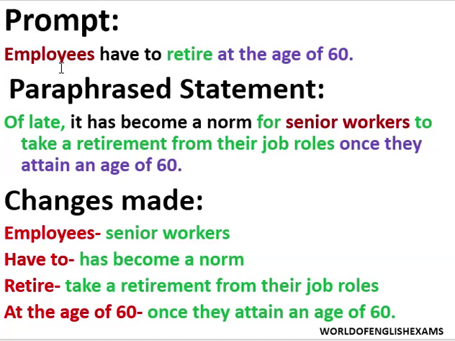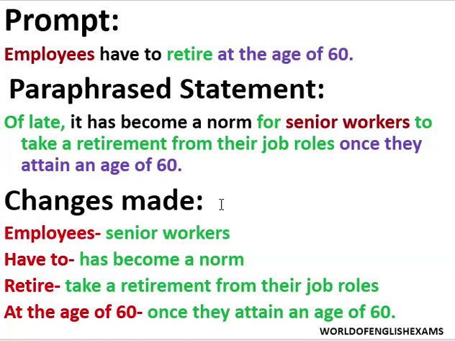So clearly you can see that the brown color indicates the synonym for employees, which is paraphrased as senior workers. So it has become a norm for senior workers to take a retirement from their job roles. To take a retirement from their job roles is similar to "retire." So what I have done is I have given a clear explanation of the term retire. In the statement it is given "at the age of 60," which I have paraphrased and written as "once they attain an age of 60."